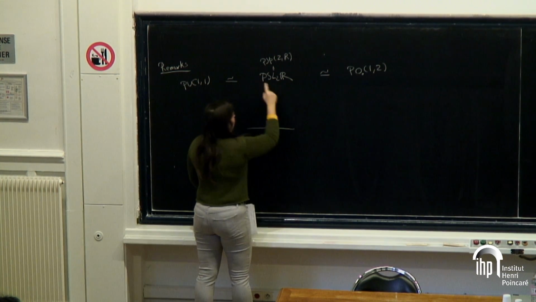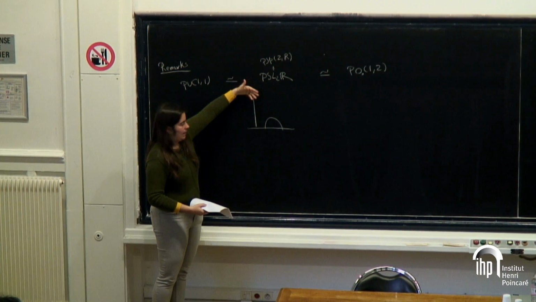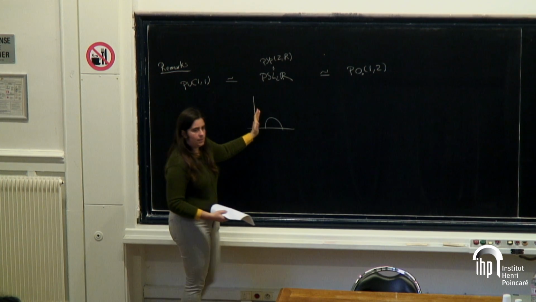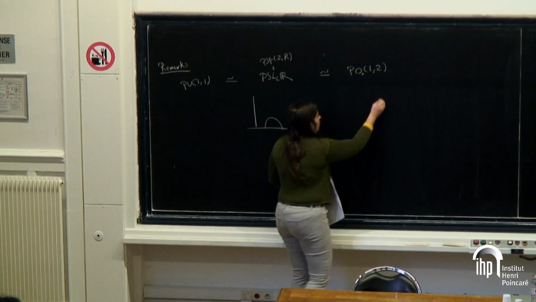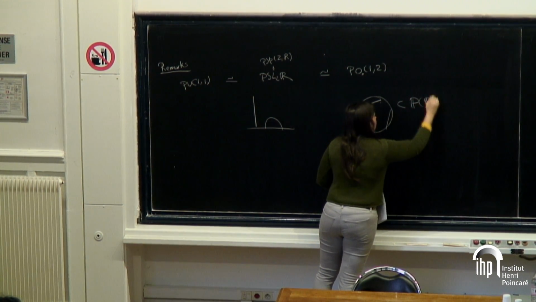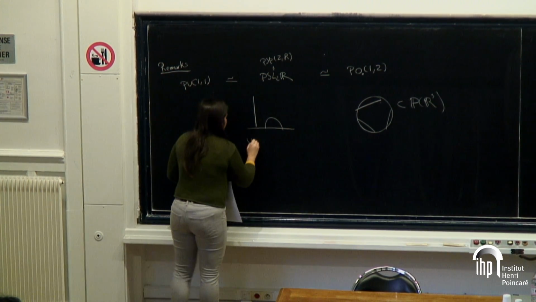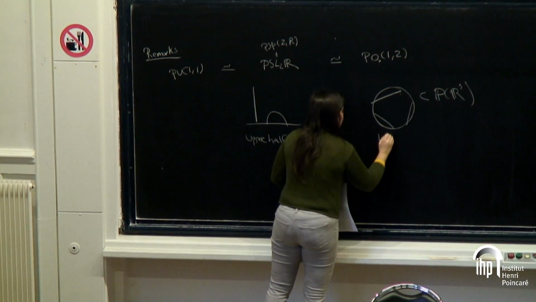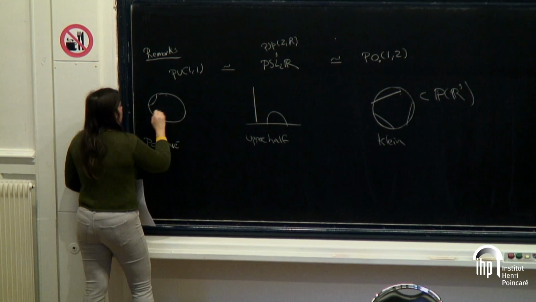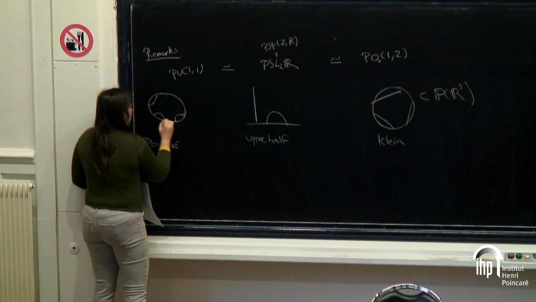So this PSL2R acts on the upper half plane, which is the upper half plane in the complex plane, and that has the hyperbolic metric for which geodesics are either circles orthogonal to the boundary or vertical straight lines. Instead, when I look at this, I think of the Klein model of the hyperbolic plane. This is inside the projective space. So this is upper half, this is Klein, and this is the Poincaré model, in which my model is the unit ball in C, and geodesics are going to be circles orthogonal to the boundary.